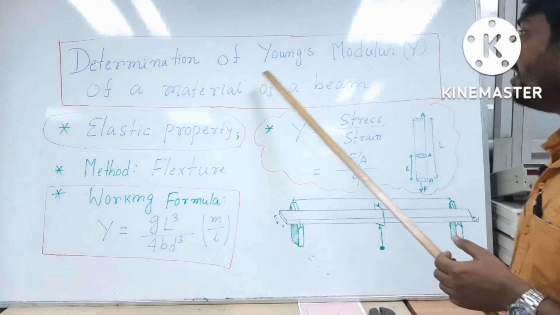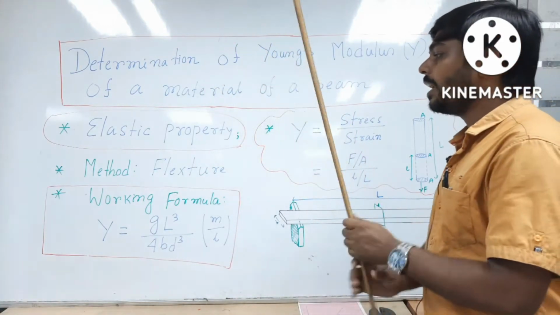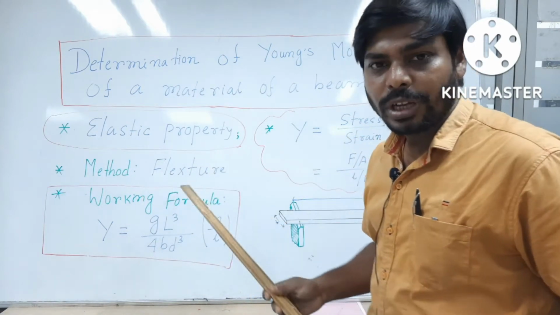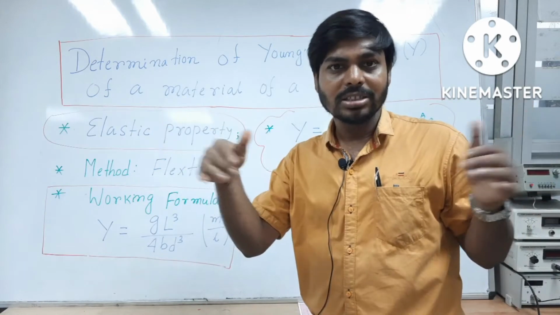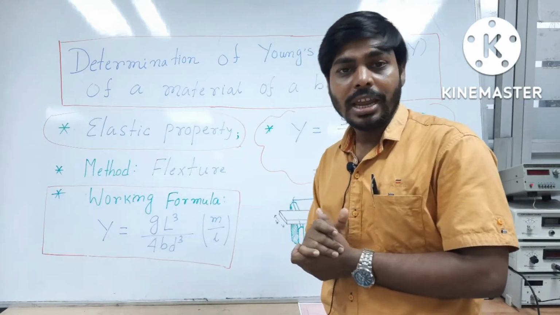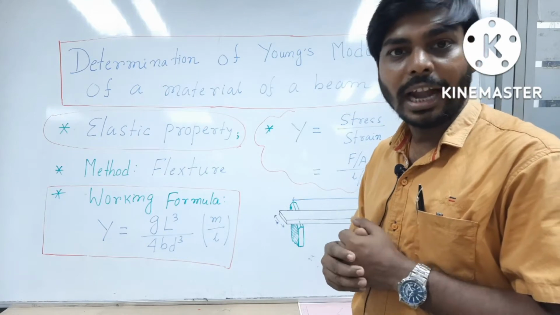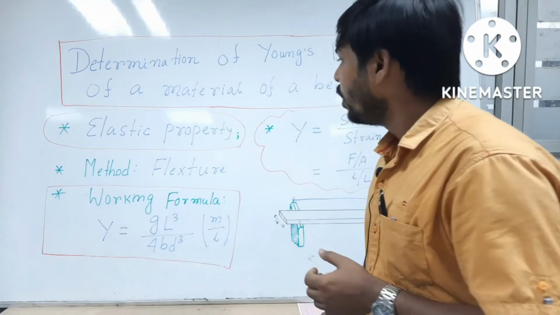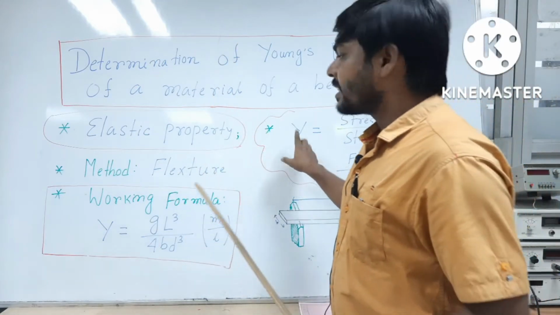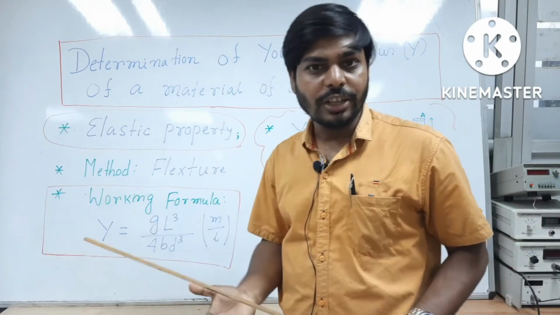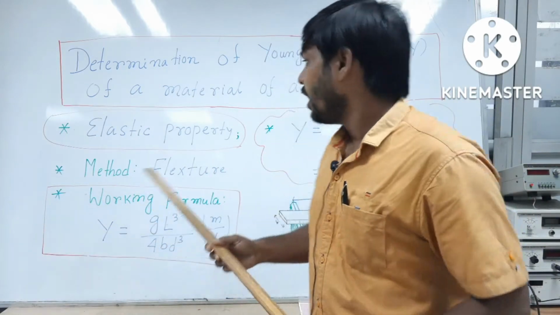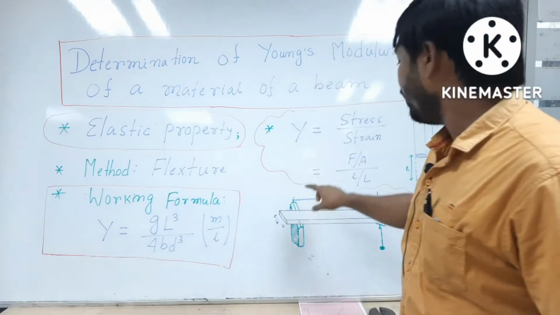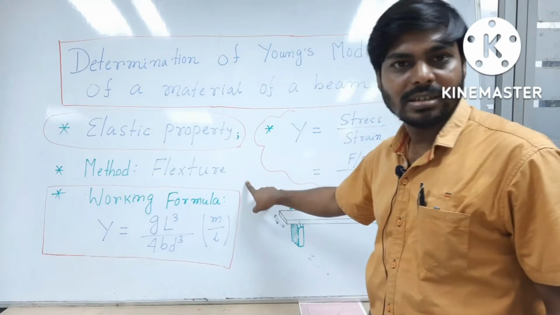As you know that the Young modulus is related to the elastic property of the material. If you take an iron bar, steel or any other materials, its Young modulus is different, and I believe that you have already studied this in your school days. So, as it is a material property, it does not change with any other parameters. Here we will find out this Young modulus for a beam with the method of flexure.